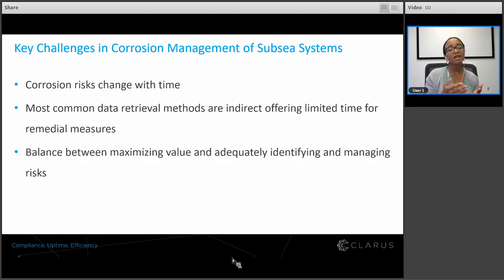And finally, the balance between the time, cost, and effort of implementing IM activities versus adequately identifying and managing those risks, creating that link between data and degradation mechanism that will support our management strategy.